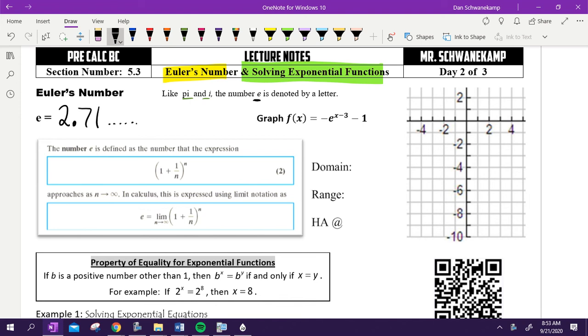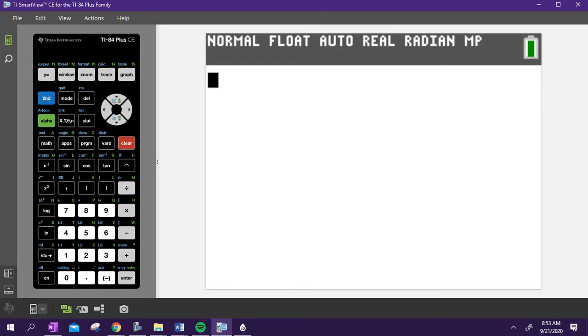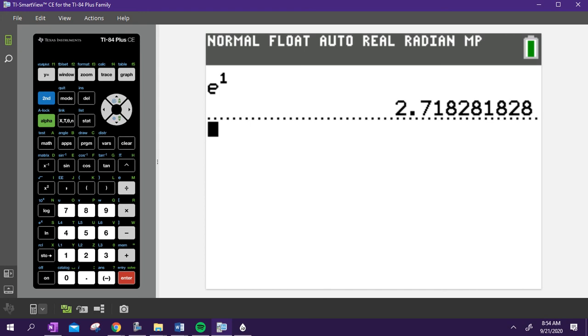It is an irrational number, meaning it does not repeat. If you wanted to actually know what the number is, you could use your calculator. Right here you would have to hit second, and right here is the E button, on that natural log button. Notice that it always gives you an exponent when you're trying to do E. So if I want to know what the number E is, what would my exponent be? 1, e to the first, 2.7182 and so on. You don't need to memorize it. You just need to know that it's a number, and 2.71 is a good number to know.